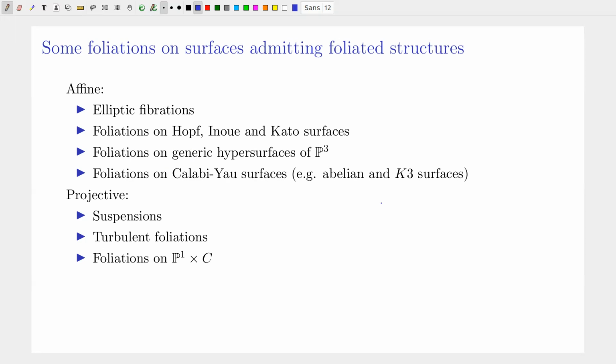We also know that all foliations on Calabi-Yau surfaces, like abelian and K3 surfaces, admit foliated affine structures. To obtain them, the canonical bundle here is trivial, and because it is trivial we have some flat connections on these line bundles, and we can think of these connections as restricting along the leaves of a foliation.